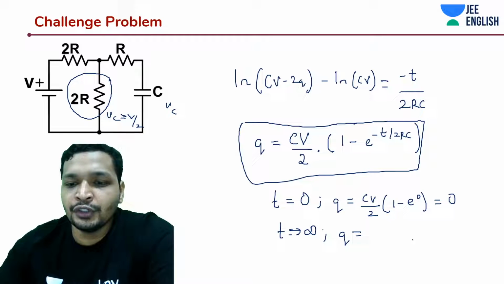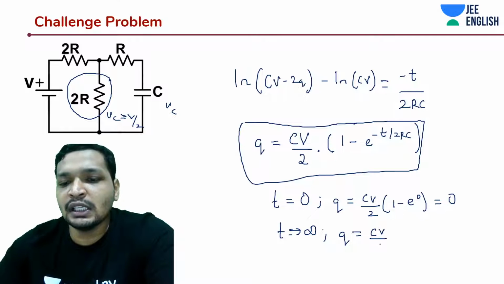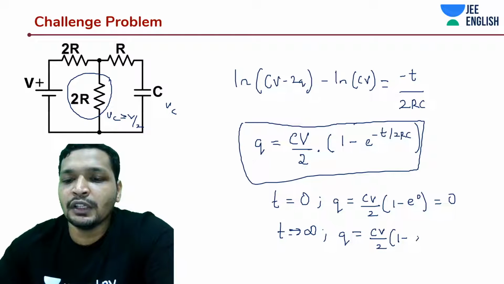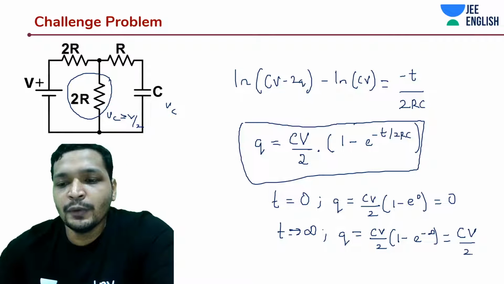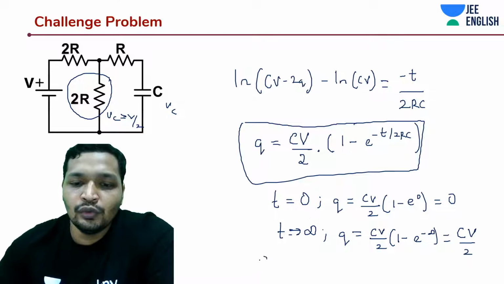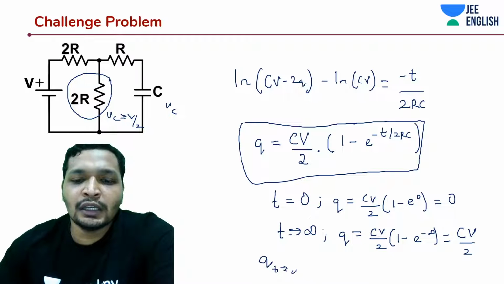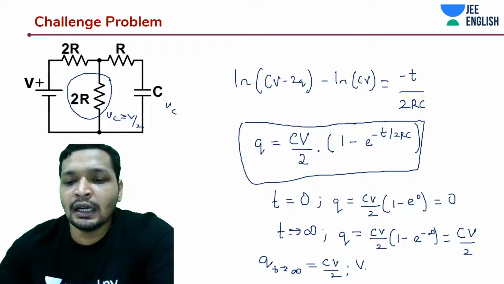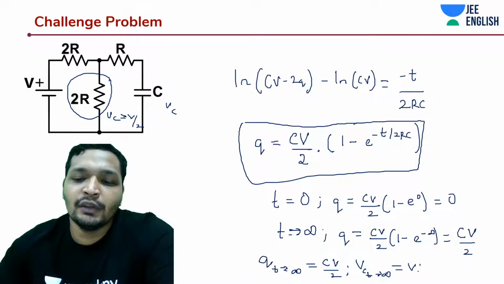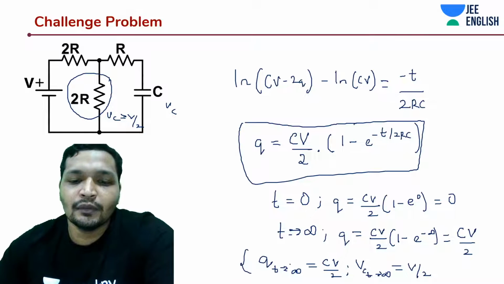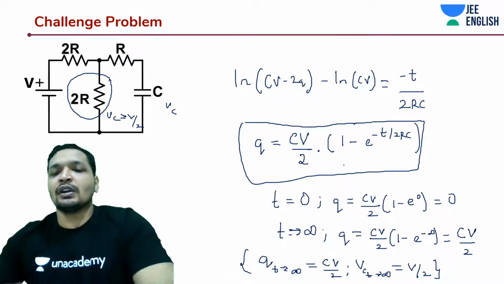So we should get CV by 2 times 1 minus e to the power minus infinity, that is going to be CV by 2. That means Q as t tends to infinity should be CV by 2. And what about the potential? The potential at the capacitor when t tends to infinity should be V by 2. We are getting it. Okay, but that alone does not confirm our equation.